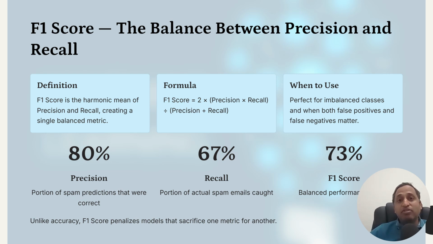punishes extreme values more than a regular average. So let's reuse our spam filter example. We have a precision of 80% and recall of 67%. So your F1 score is 73%.